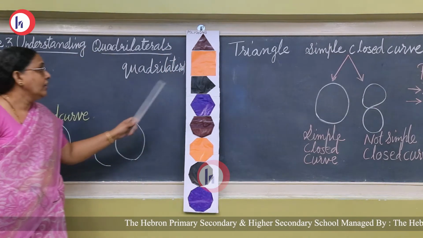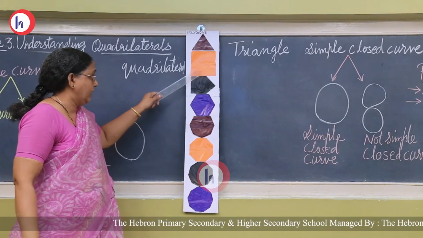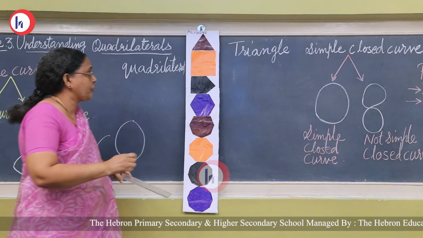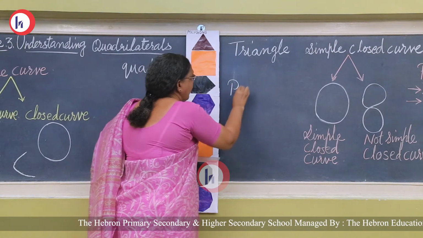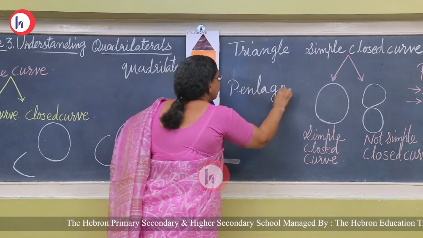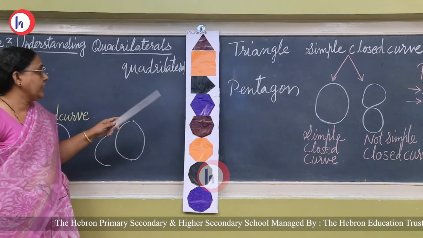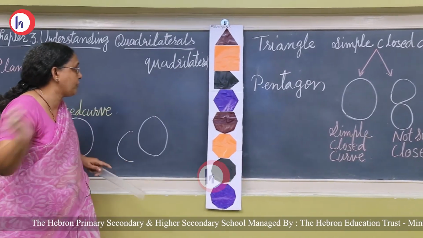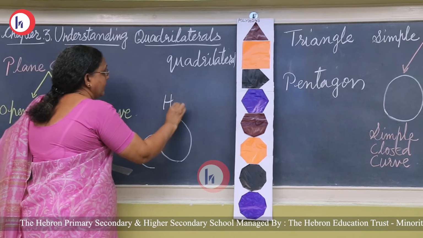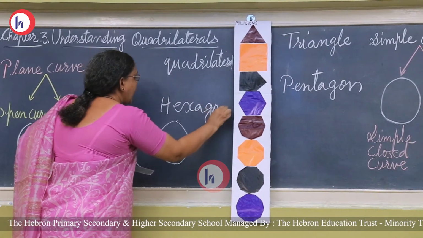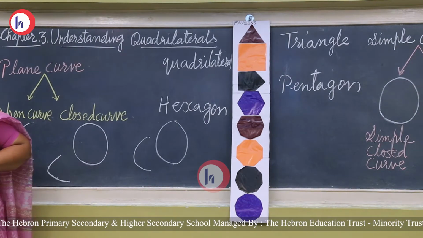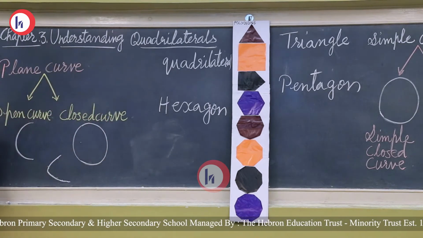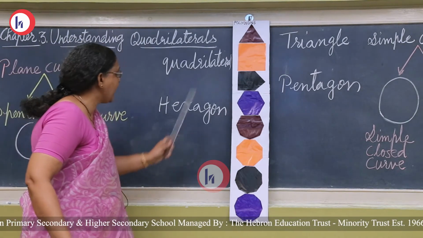Now, the third figure, how many line segments are there? 1, 2, 3, 4, 5. A polygon made up of 5 line segments is known as a pentagon. Penta means 5. Then, what about 6 line segments? 1, 2, 3, 4, 5, 6 line segments. It is known as a hexagon. These are the primary basic things you have to learn in order to learn further concepts. So a 6-sided polygon is known as a hexagon.